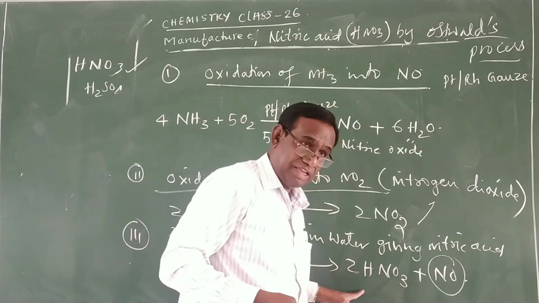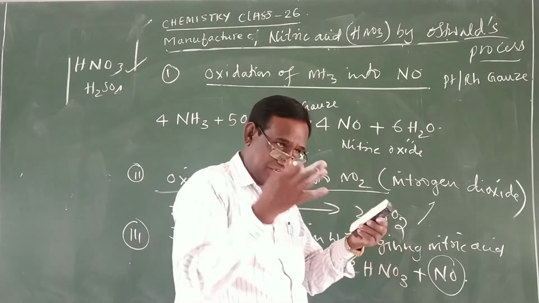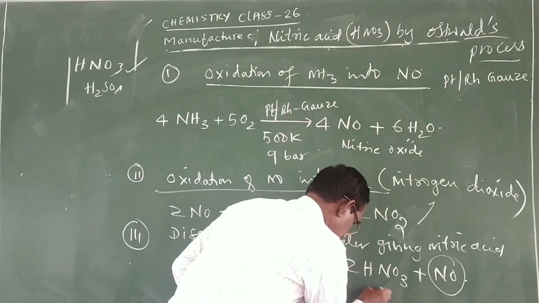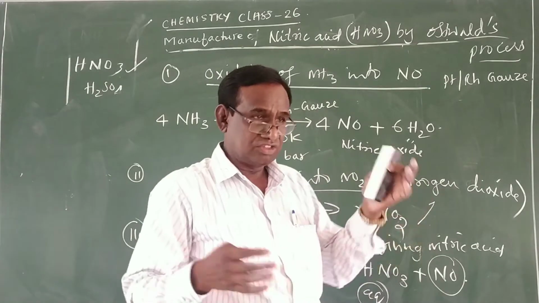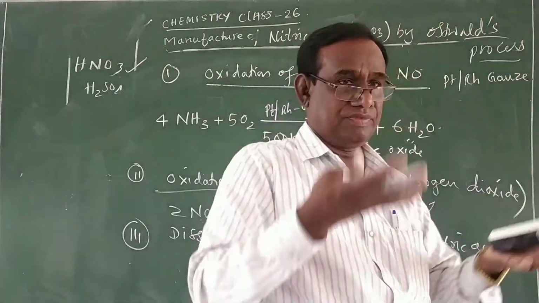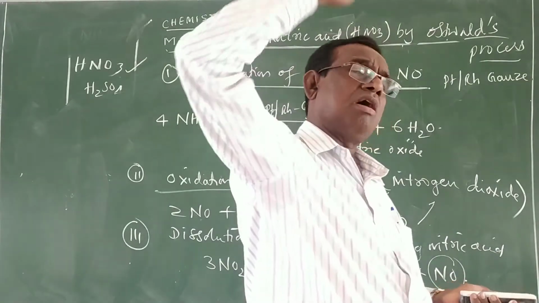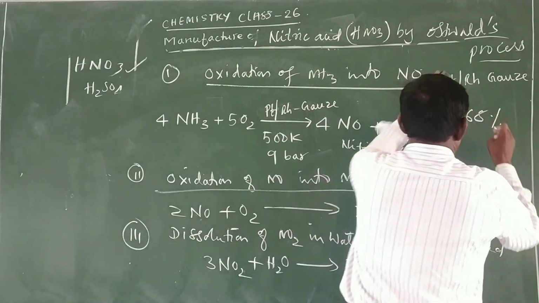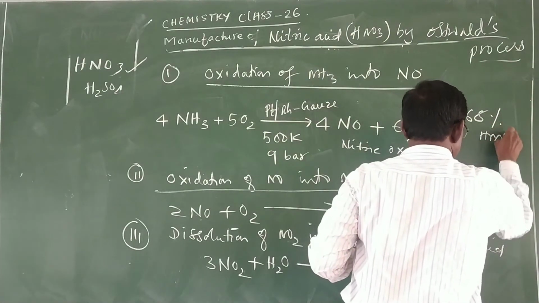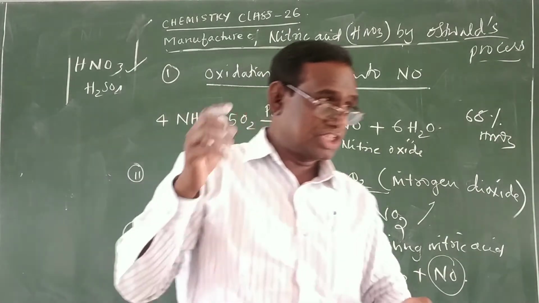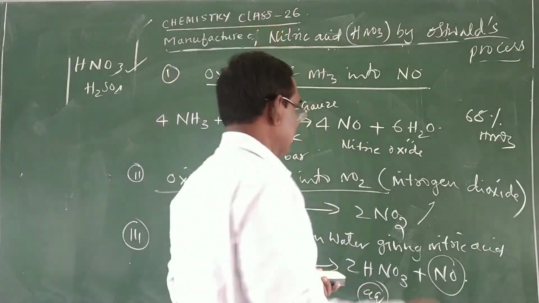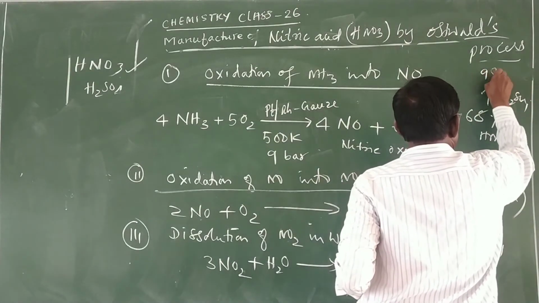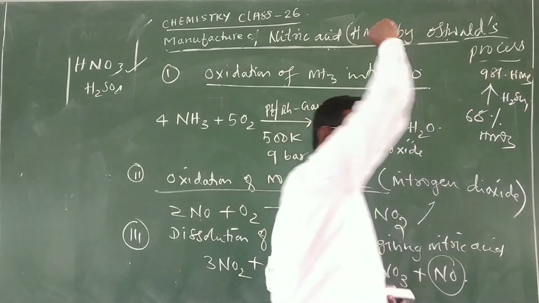The remaining aqueous solution of HNO3 contains some water, so it is not concentrated nitric acid. Therefore, the aqueous solution of nitric acid is further concentrated by distillation. It is heated so that all the water molecules go out, and you will get 68% HNO3. This 68% HNO3 is further concentrated by heating with sulfuric acid to get 98% HNO3, which is called concentrated nitric acid.